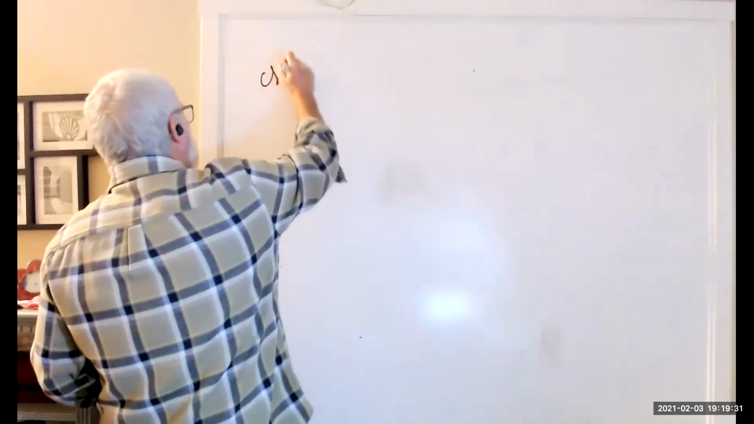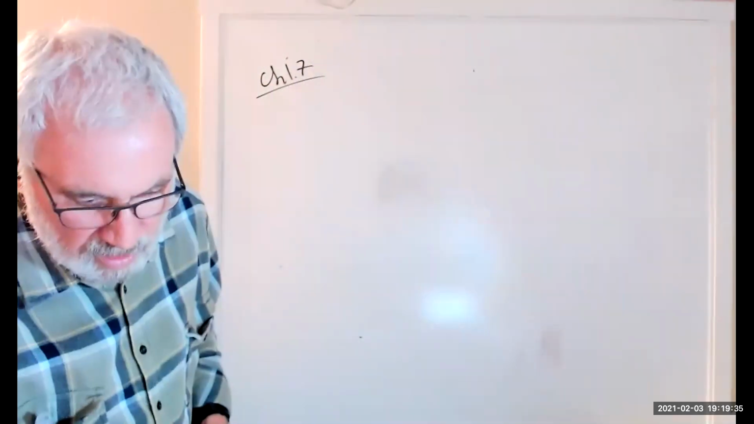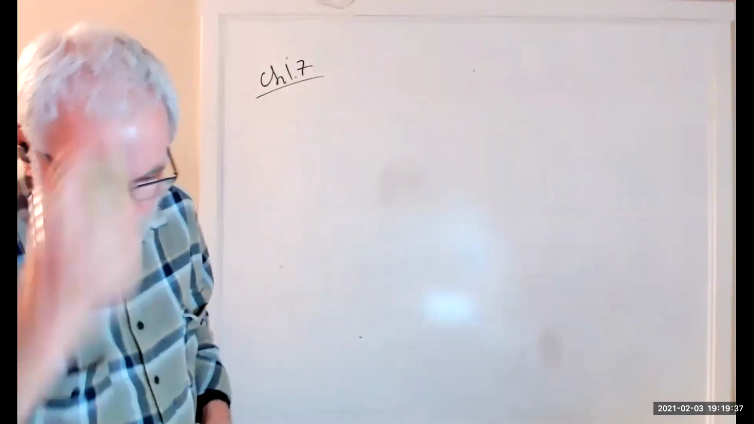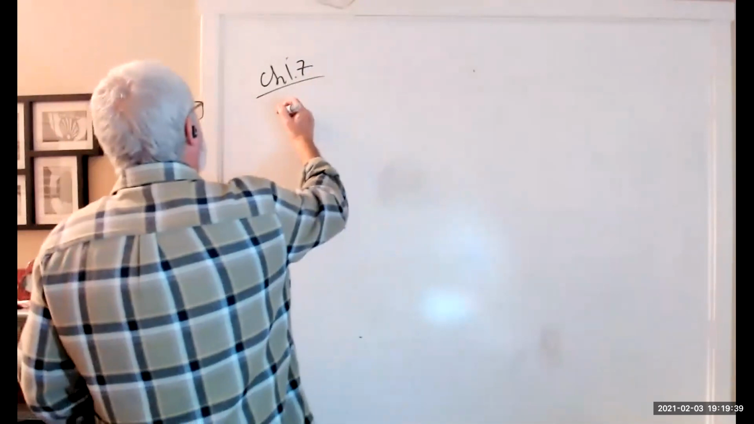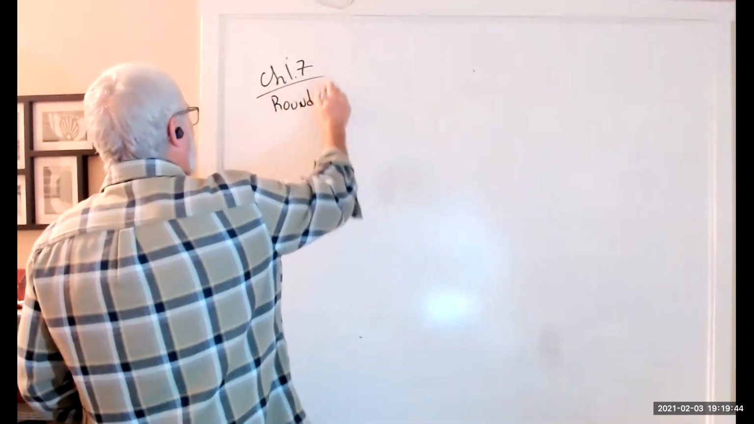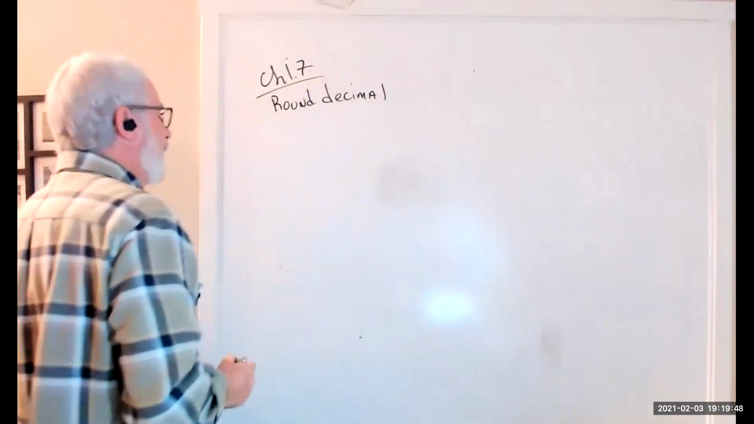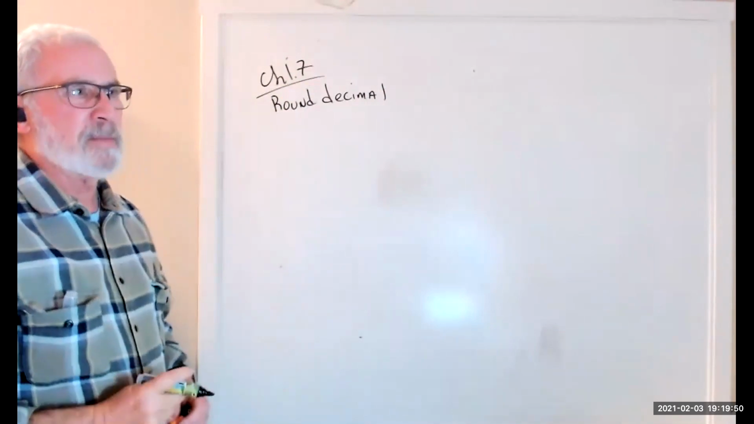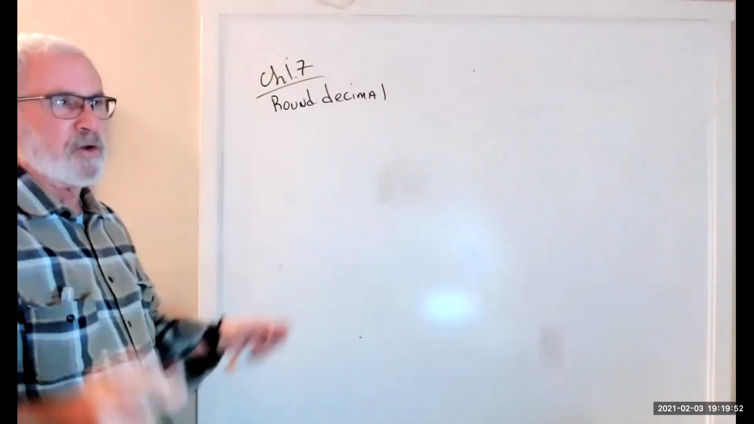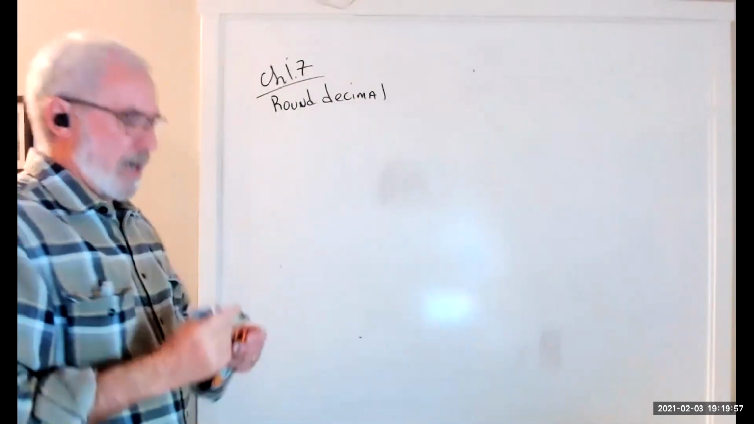Okay, I want to get to chapter 1.7. And the key here that people struggle with is how to round decimal numbers. Last night we talked about how to round whole numbers, and it was all based on place value. Okay, look, I'll be really honest with you.